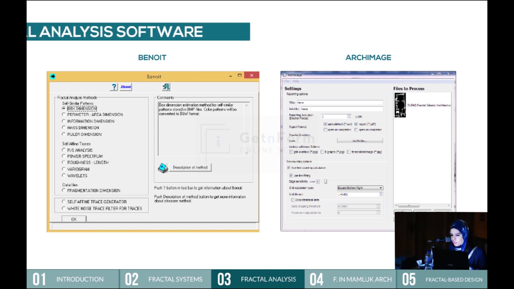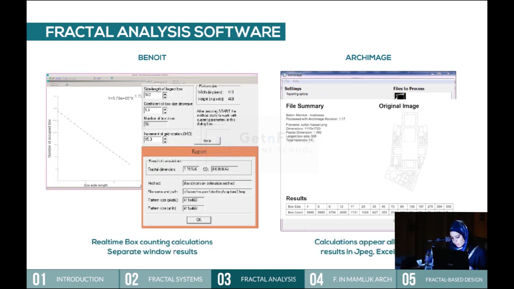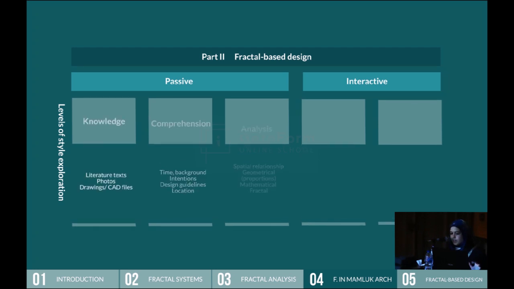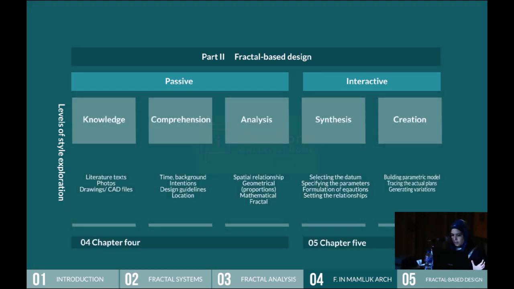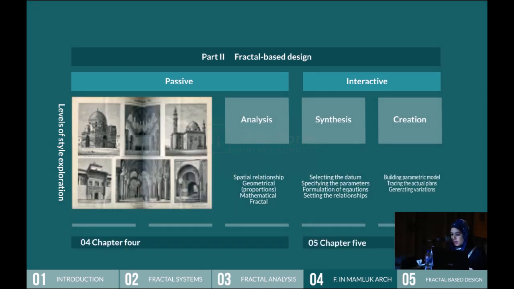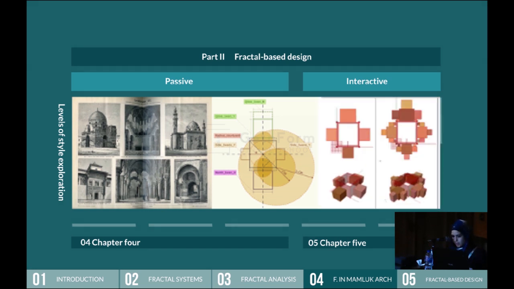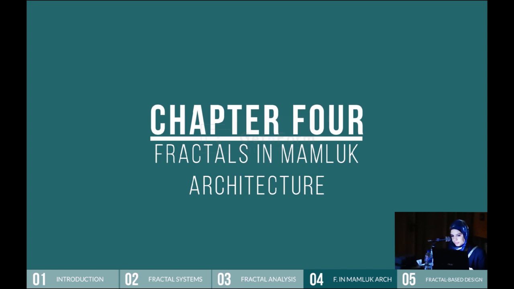These are the 2 software I used in the thesis, Benoit and ArchiImage. There are slight differences between both of them in the results, in the format of the results exactly. And part 2, which is for chapters 4 and 5, passes through 5 phases: knowledge and preparation, analysis and synthesis, and then the creation process.